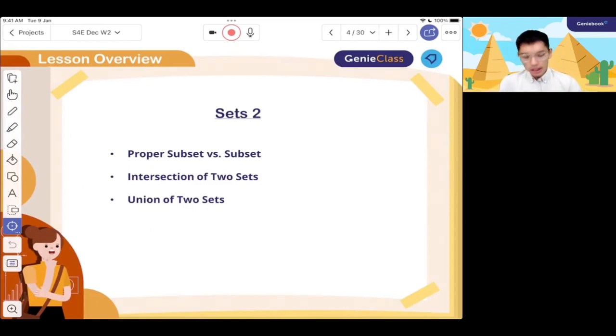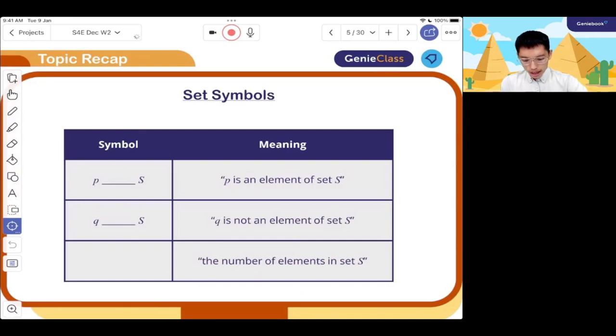So what will be today's lesson? In this case, Sets 2. Today we are going to expand a little bit. Last week you learned a bit on terminologies: what are sets, what are subsets. Today we are going to go a little bit further and learn more on the notion of proper subsets and subsets. What are the differences? Intersection of two sets, and lastly union. What are the differences between them? Before we go to that, let's have some definitions that we can refer to.